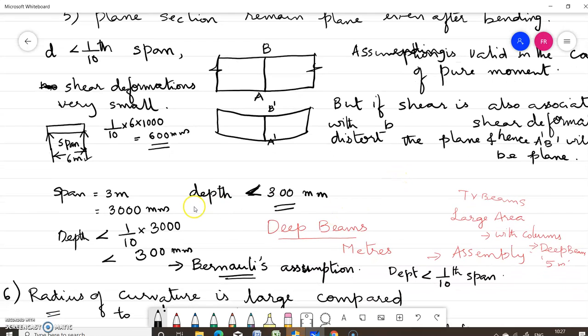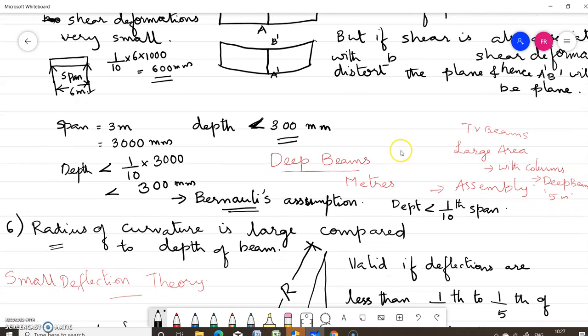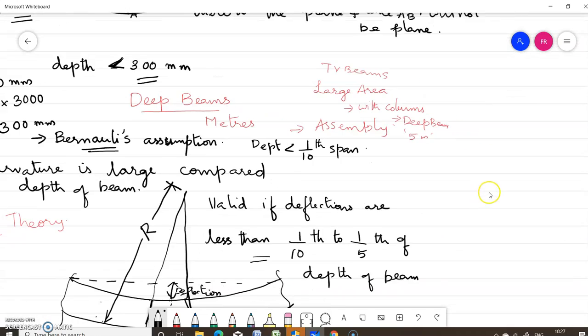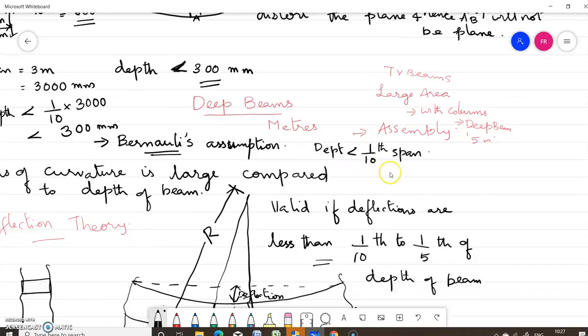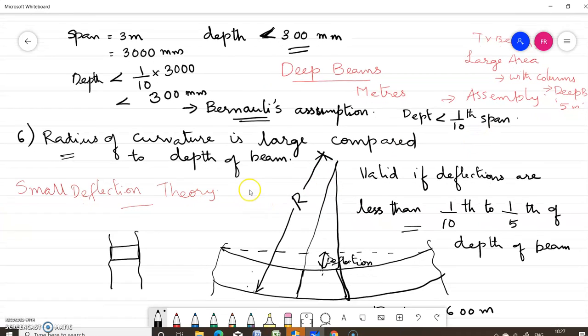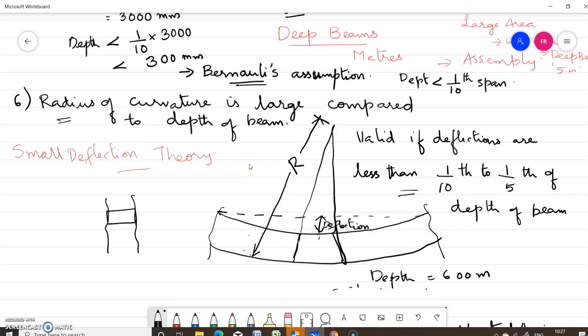Now if the span is 3 meter, then the depth should be less than 300 mm, so that this assumption is valid. This assumption is also known as Bernoulli's assumption. Now the sixth assumption is radius of curvature is large compared to the depth of the beam.